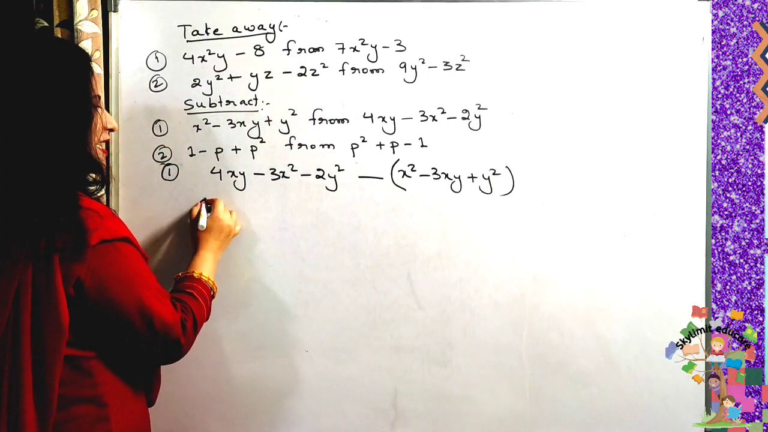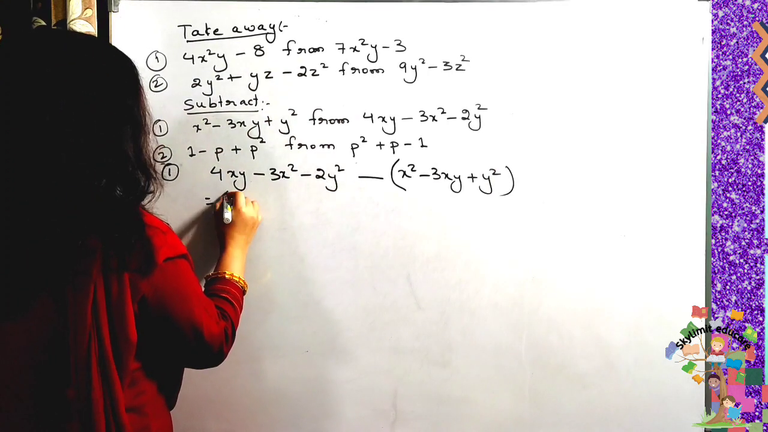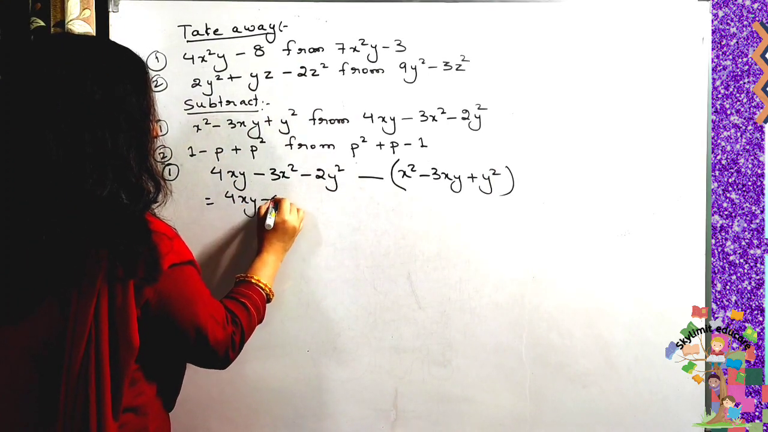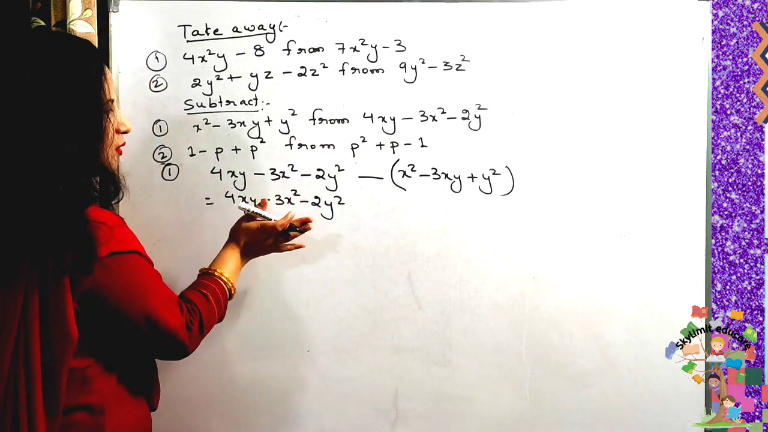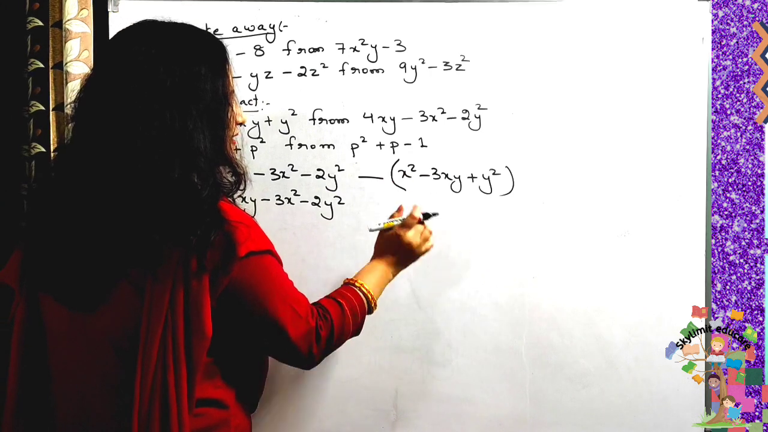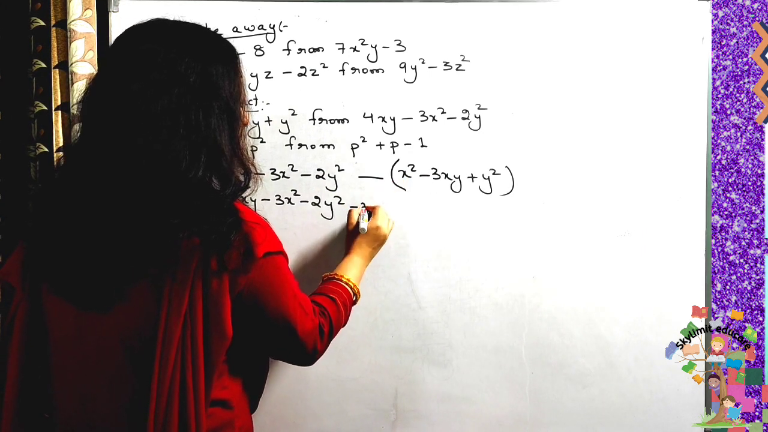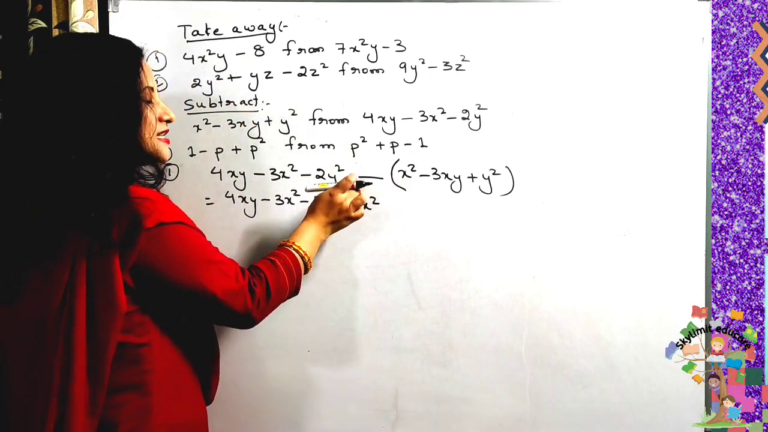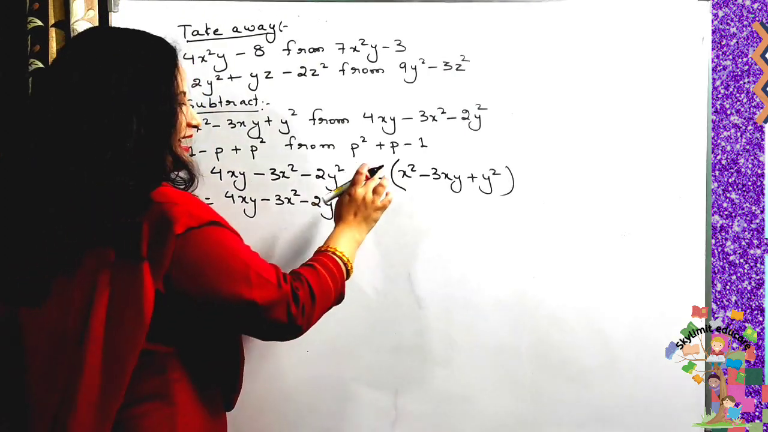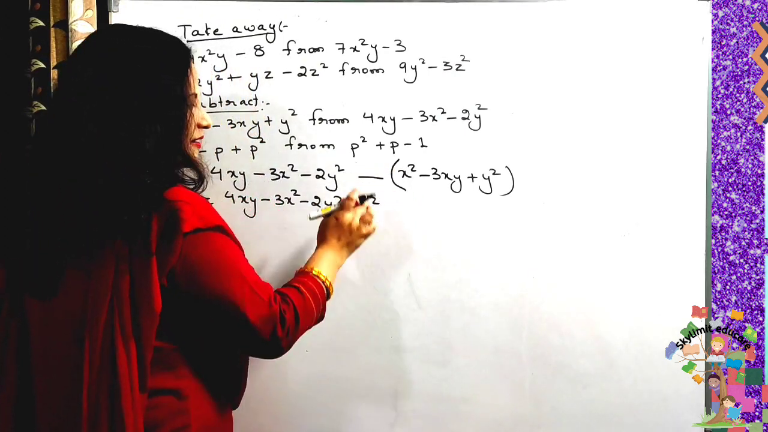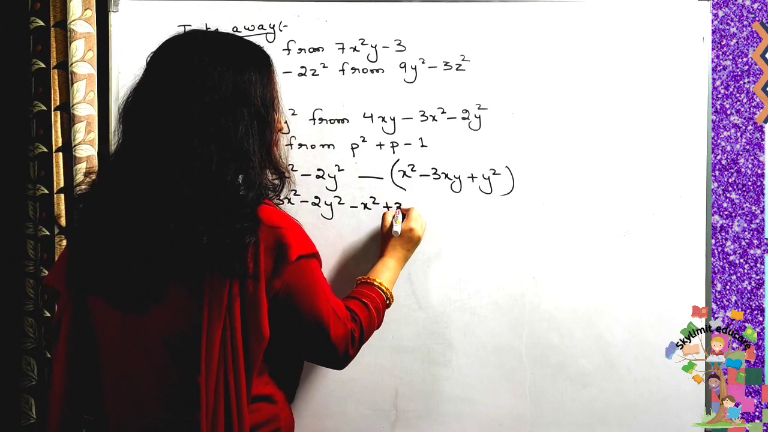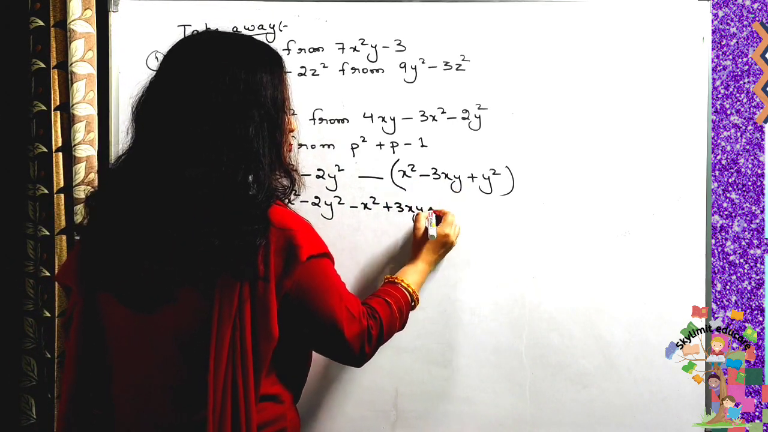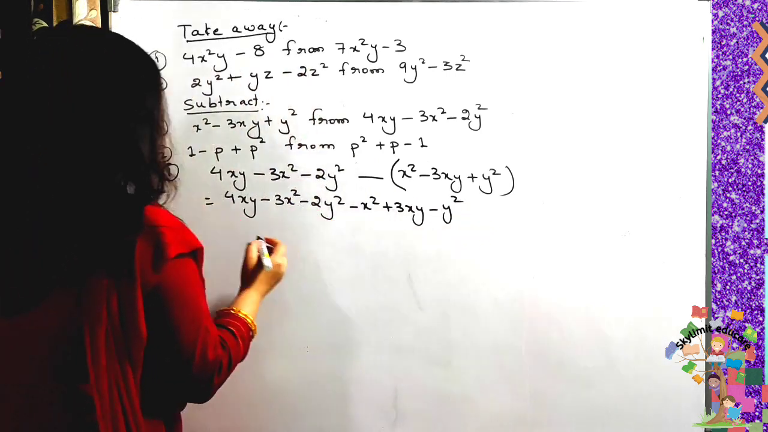Now second step, students, I think you remember now. Open the bracket. 4xy minus 3x square minus 2y square, simply copying down. Now from here I will just change the sign. X square is plus, and I write minus. This minus sign doesn't belong to x square. X square is having no sign, that means it is having plus sign. So minus x square, and minus 3xy becomes plus 3xy, plus y square becomes minus y square.